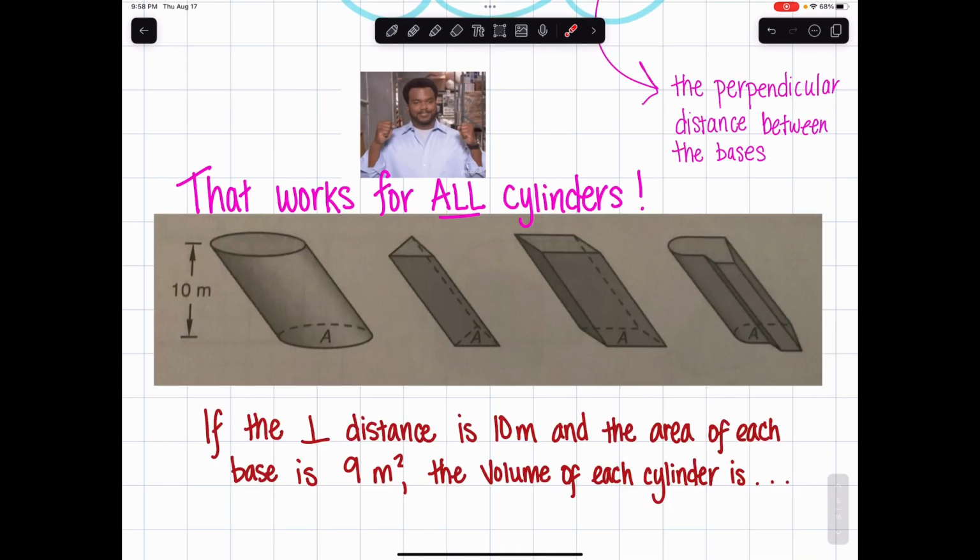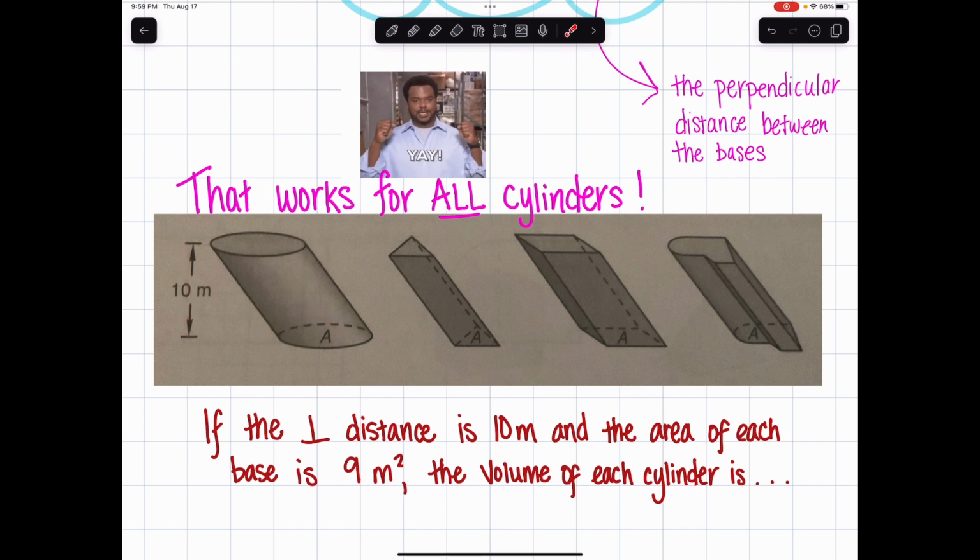Nice thing is that formula works for all cylinders. It doesn't matter if it's a triangle at the bottom, a rectangle, or some weird shape. As long as you know the area of that bottom piece and you know how tall it is, you can figure out the volume. You can always figure out how much soup is going to fill that soup can. So that's pretty cool. Remember, it's the up and down distance, perpendicular distance, not the slanty line. Don't use the slanty line. Use only the up and down distance.